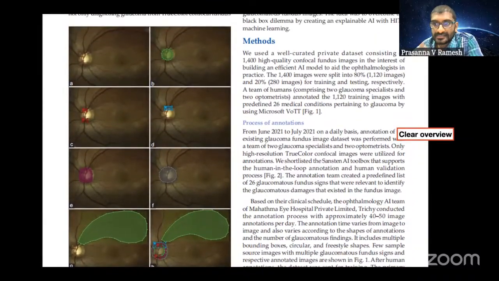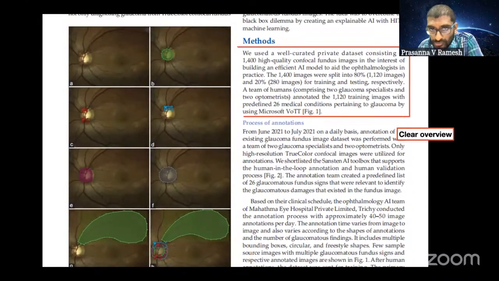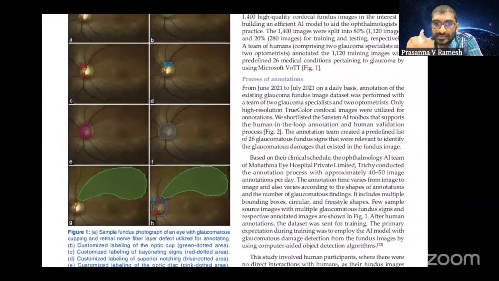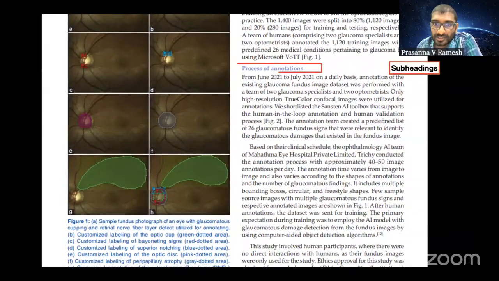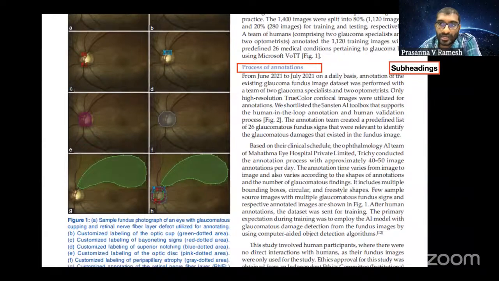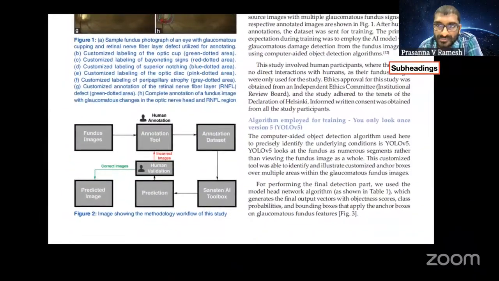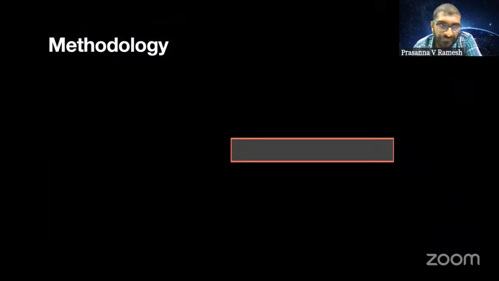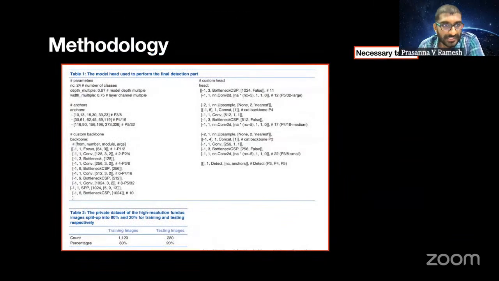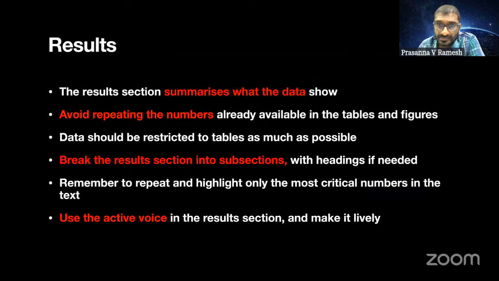The sample size, the clear overview that you are going to show about the methodology. If needed, you can also have subheadings in the methodology, which really gives you the flow as to how you're moving towards, or the methods that you are trying to employ in this particular study. So that is something about methodology. Even necessary tables, if you have algorithms, can be included.